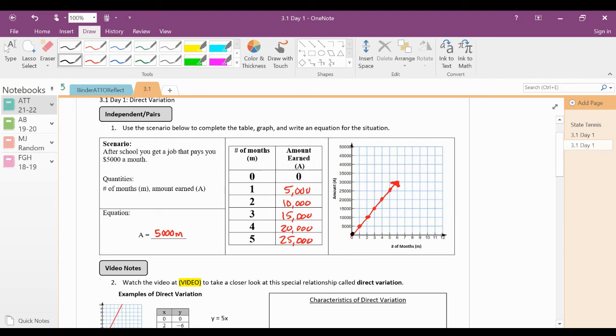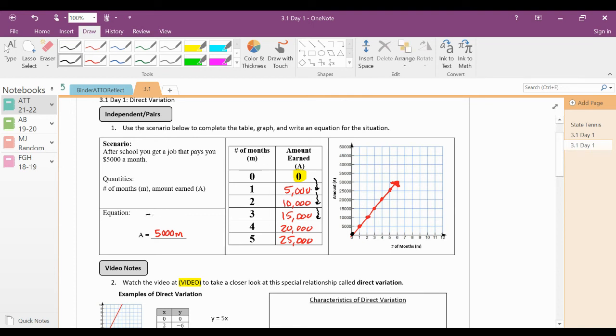And then our equation, if we think about that y equals mx plus b sort of format, our slope or our constant change here was $5,000. So 5,000 times x plus the y-intercept, which was 0. So that's why we have 5,000 instead of x, we're working with m. So 5,000 m for our equation.